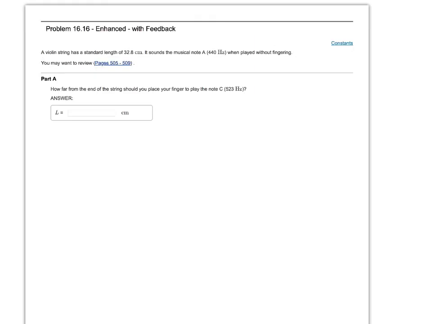Alright, for this problem here, we have a violin string with a length of 32.8 centimeters, or I'm just going to go ahead and convert this now, 0.328 meters. And that particular violin string plays a note of 440 hertz when played without fingering, meaning that we're using the entire length. So we want to know how far from the end of the string should you place your finger to play the note 523 hertz.